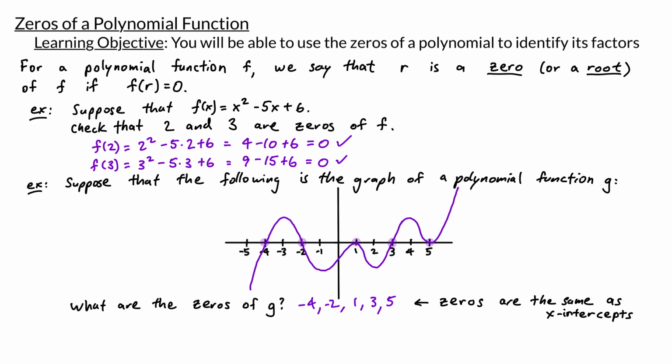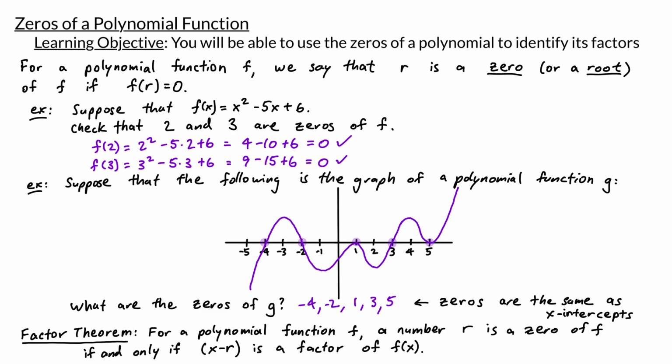You see from this example that the zeros of a function are essentially the same as the x-intercepts. One important thing that we'll need to know related to the zeros of a polynomial function is something called the factor theorem. The factor theorem tells us that for a polynomial function f, a number r is a zero of f if and only if x minus r is a factor of f of x.